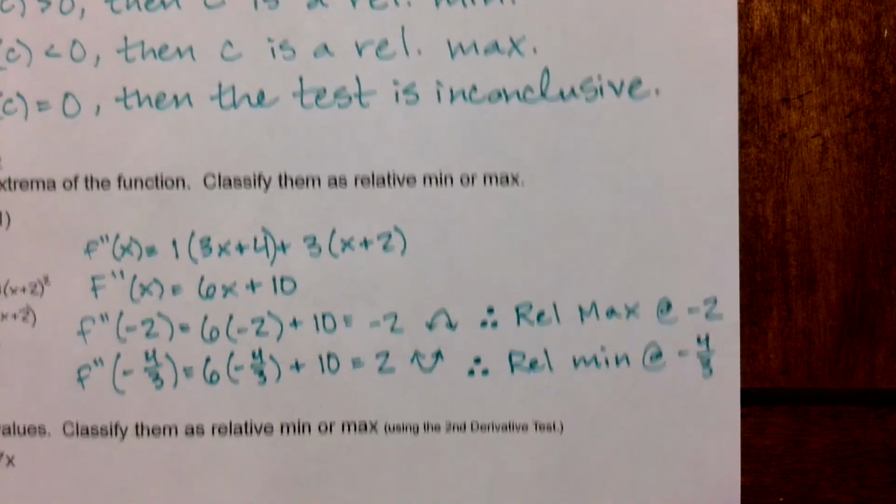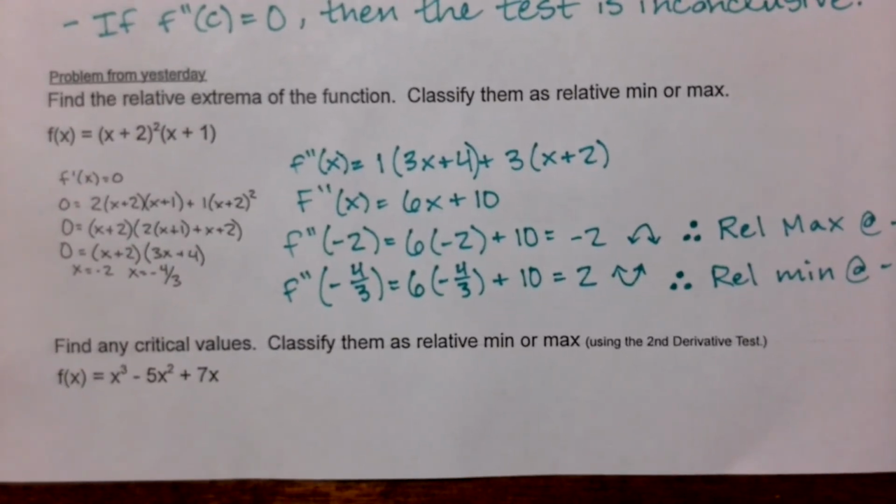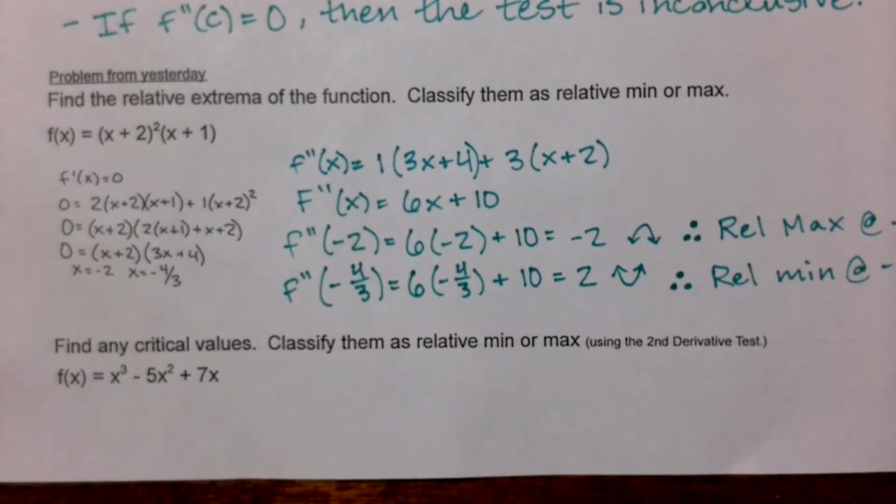Okay. So last question, I want you to go ahead and pause it. You are finding the critical values. So if you need an example of that, it's right above it. And then use the second derivative test to classify them as a relative min or max. So pause the video, try it yourself. I know that area is really small. If you need to use another piece of paper, use it.